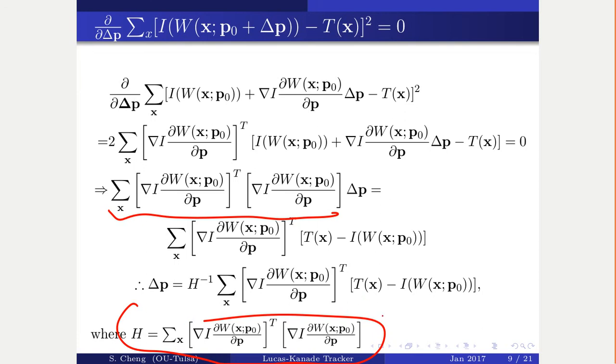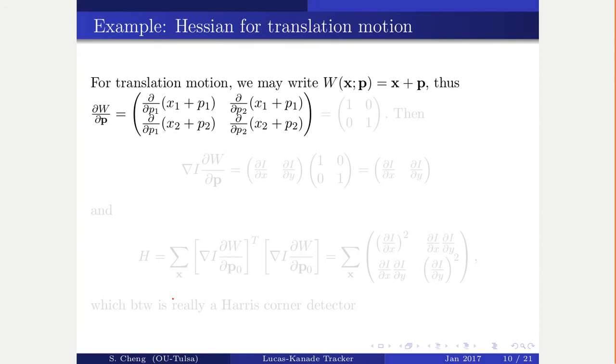So we will just start with some arbitrary p, then try to compute delta p by this equation, and then we update p by p plus delta p, and then substitute into the equation to find the new delta p again and again. Before I summarize, let's just give an example. As I mentioned, this warping function can take many forms, and if I just consider translation, then W(x;p) can be just represented by x plus p.